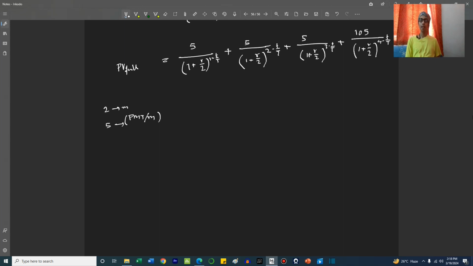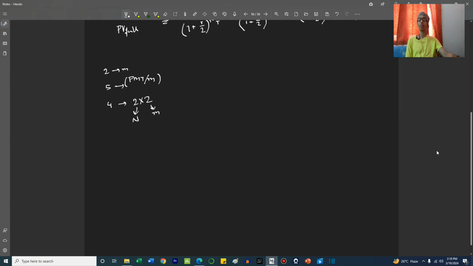In total, the number of periods here is 4. This is equal to the number of years which is left, that is 2, into the periodicity, which is 2 again, right? So in this 2, that is the number of years left to maturity, we write N. Here, instead of this 2, we write M. So we rewrite the entire expression once again.